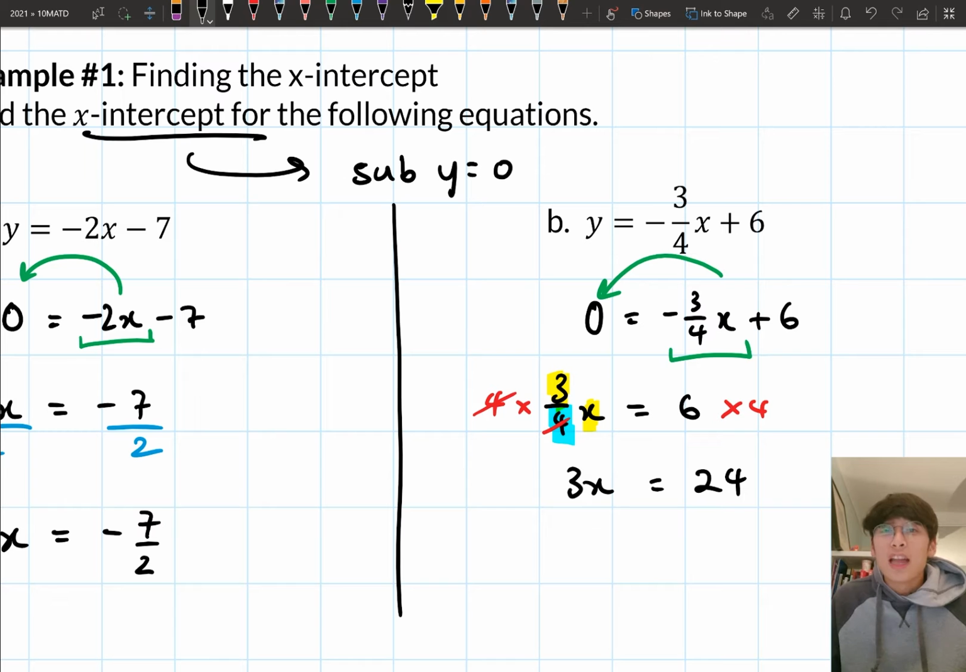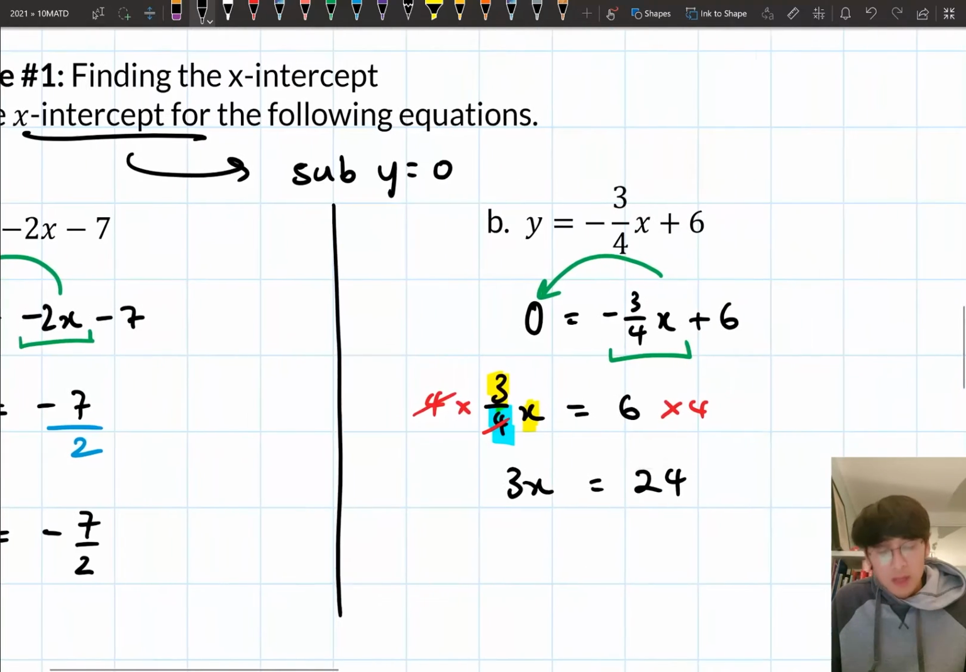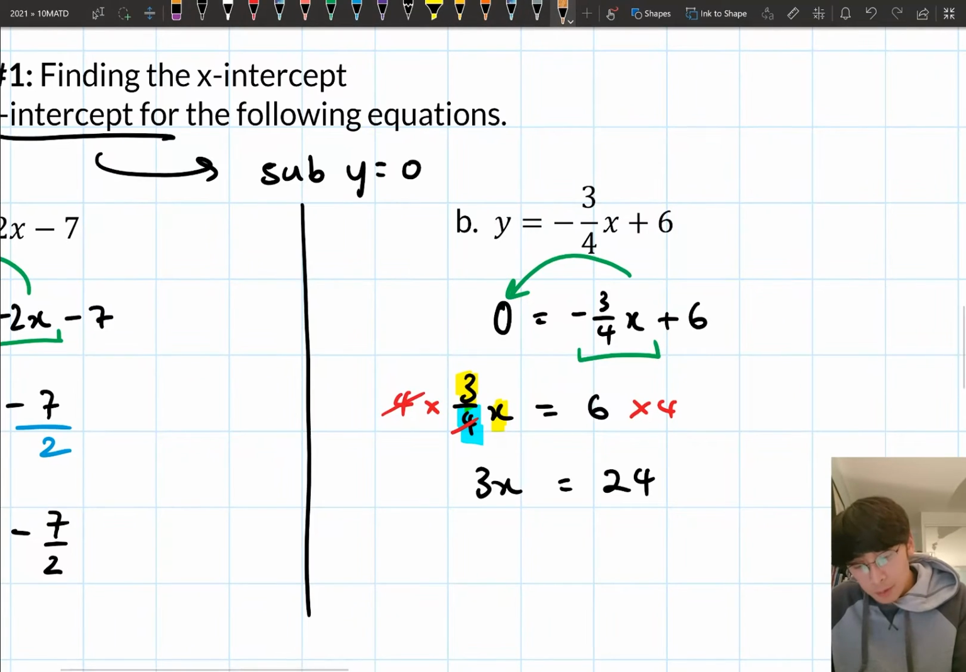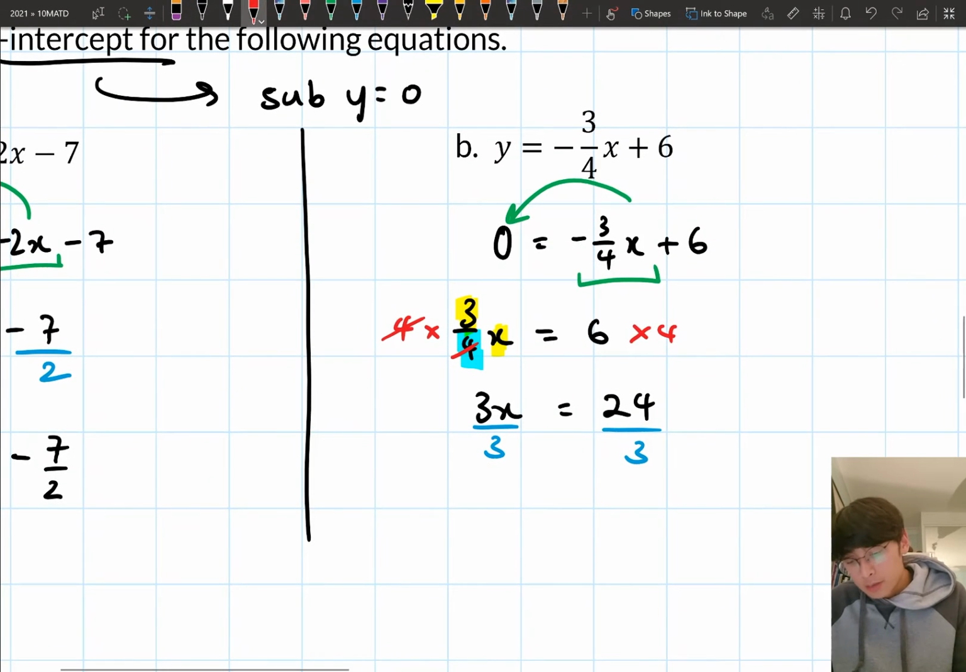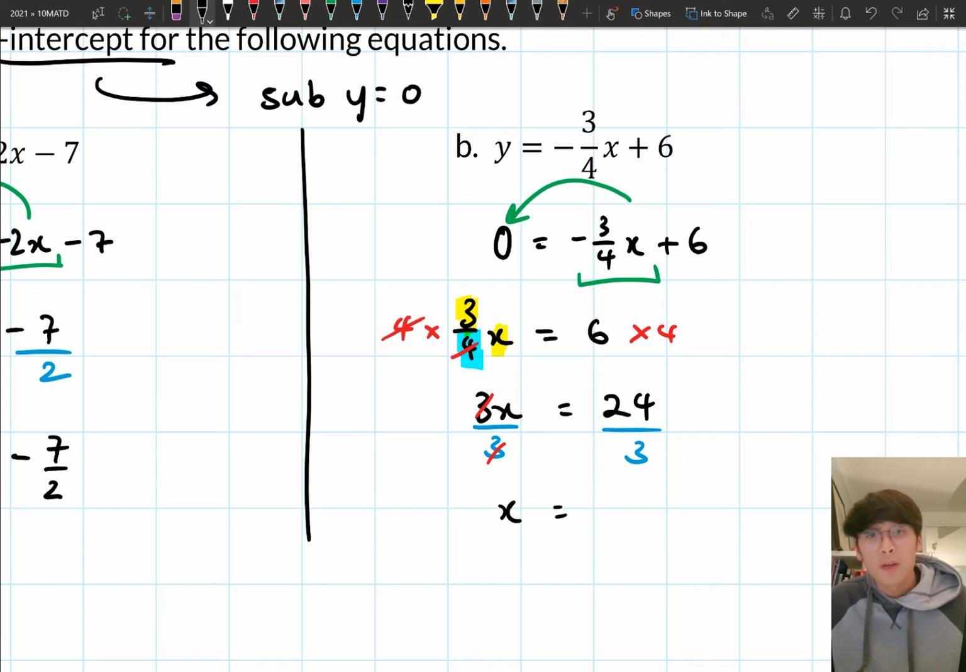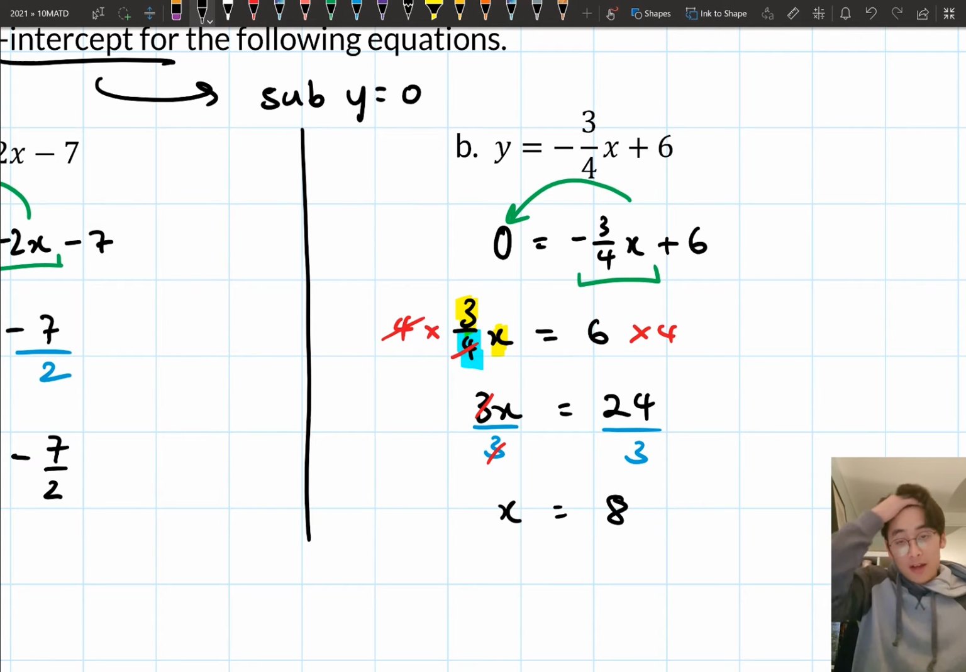And now that I've done that, I'm going to do the same step that I did over here. If I want to get rid of that 3, I need to divide both sides by 3. So I'm going to divide this side by 3, divide this side by 3, and those 3s will cancel out. And we're left with x is equal to 24 divided by 3, which is just 8. So that's how we find the x-intercept. All we're doing is substituting y is equal to 0.